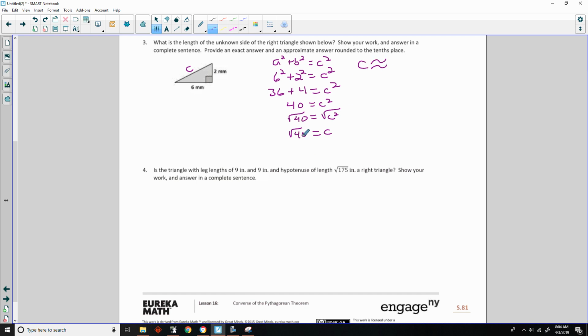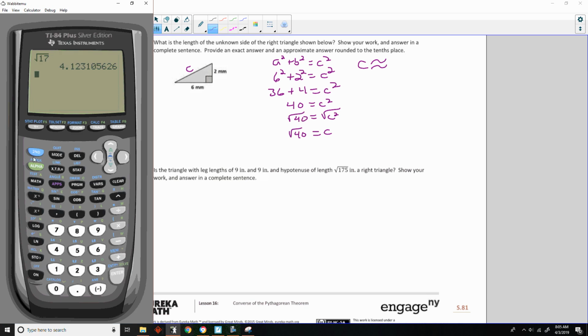Now, 6 squared is 36, 7 squared is 49. This is 4 away from 36 and 9 away from 49, so it's closer to 36. So I would say it's 6.3 or 6.4 as my approximation guess, but I'm going to use my calculator to get my approximation. The square root of 40 is 6.3.